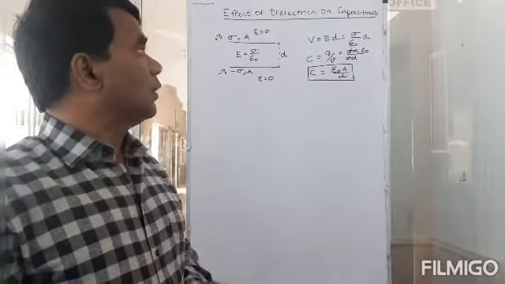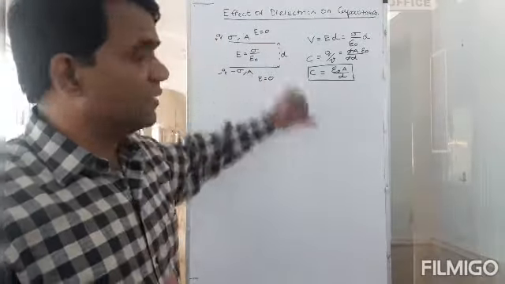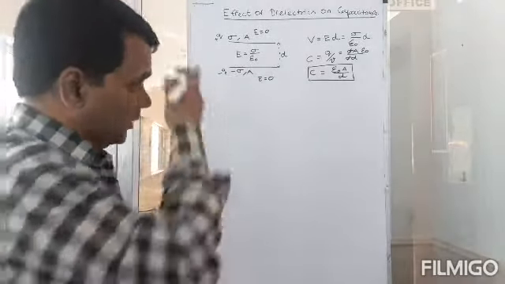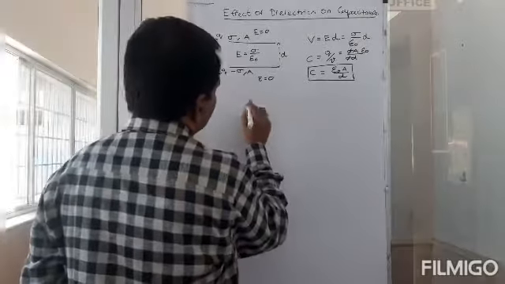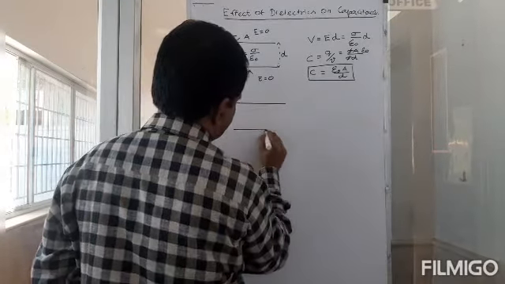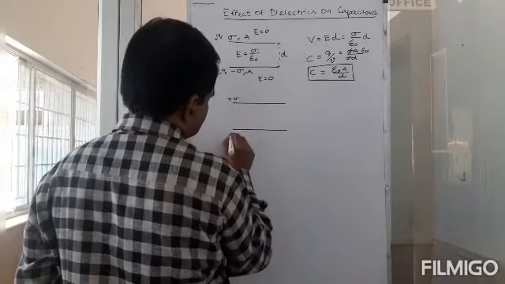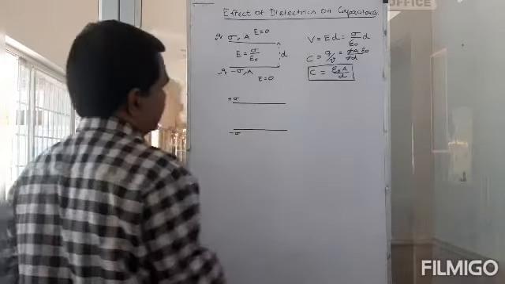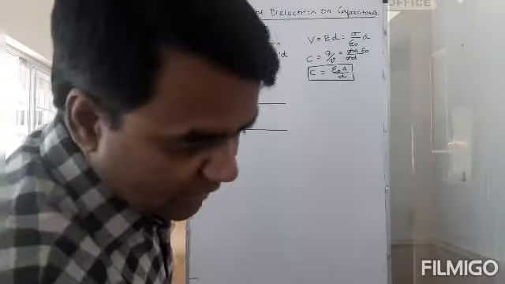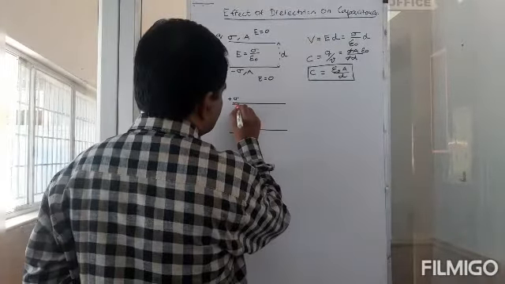Now what I'm going to do is have a dielectric material between these two plates. Let's see what's going to happen. First, I have the two plates. This is positive sigma, this is negative sigma. Now I'm going to introduce a dielectric material. Maybe I use a different color here. I'm going to introduce a dielectric material.